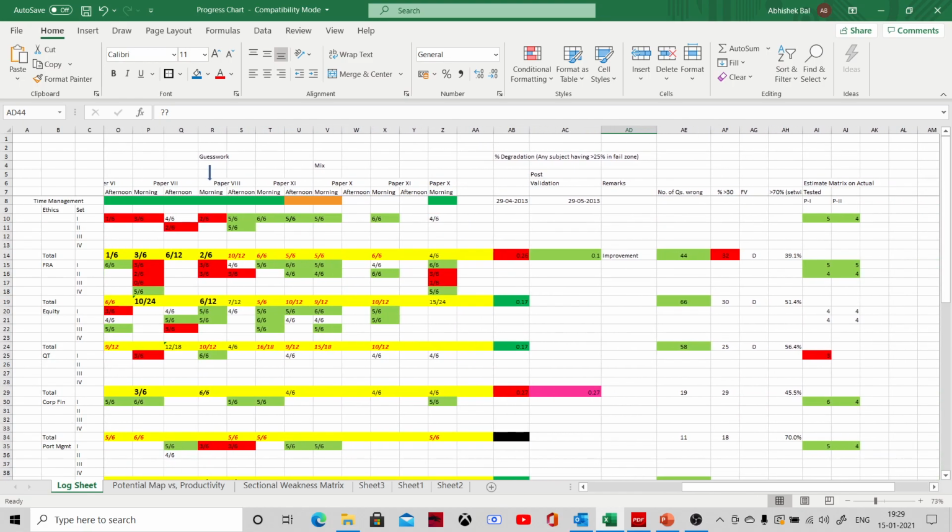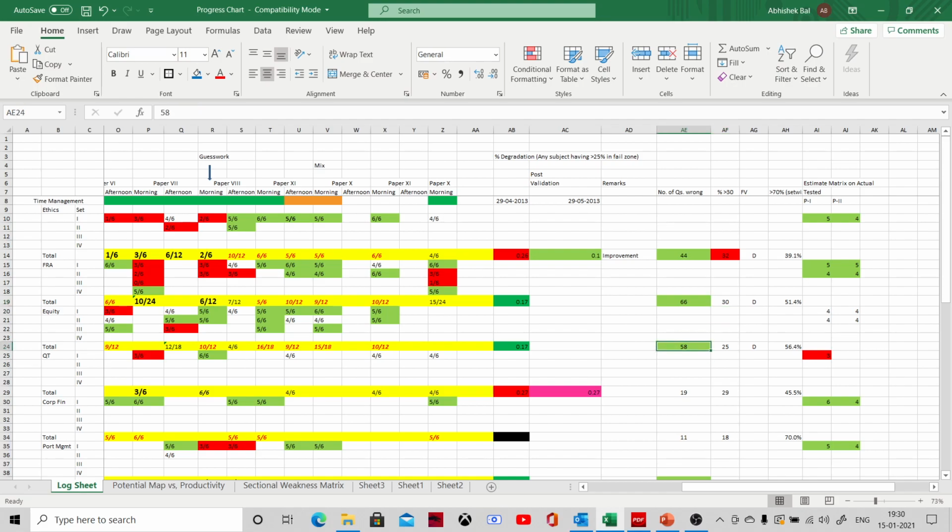This is how I mapped myself. Now, number of questions wrong. These are the total number of questions, regardless of the item sets, regardless of the paper. So this is the total number of questions across the topic areas where I have got them wrong. For example, out of the total questions across the 11 papers of ethics, I had 44 questions wrong, which amounts to almost 32%. Similarly, FRA, I had about 66 questions done wrong, out of the total 217 questions, which is 30%.